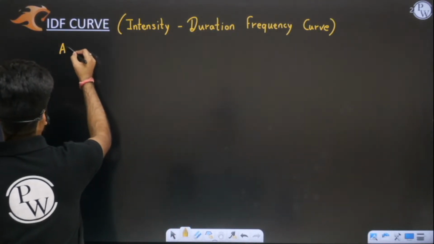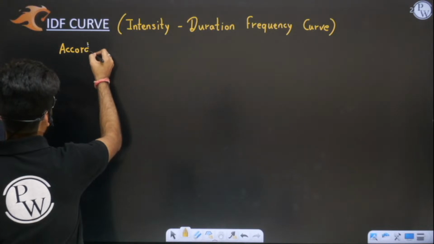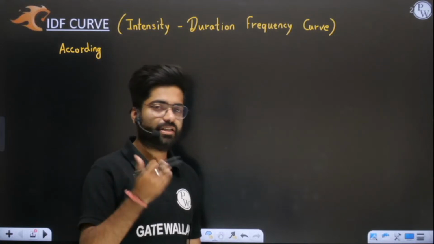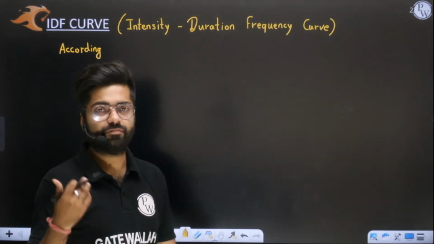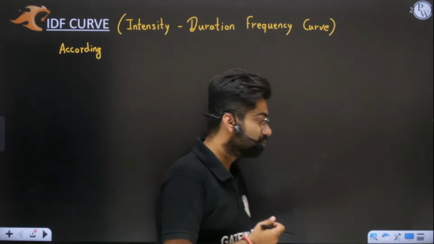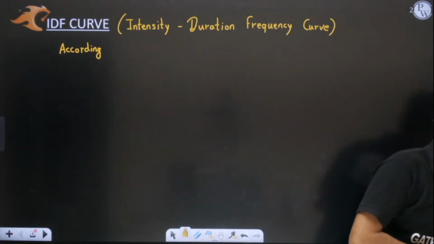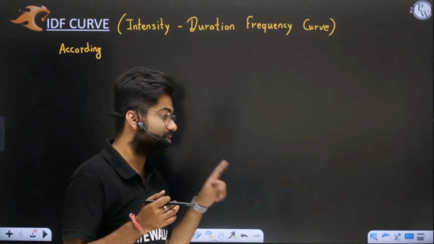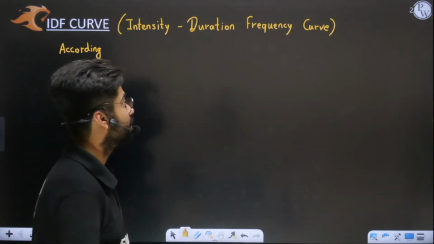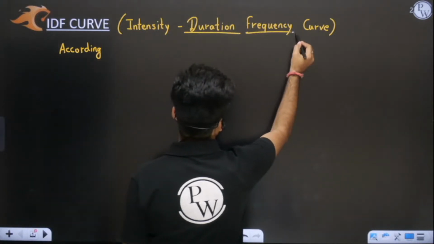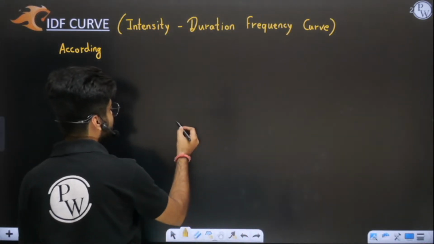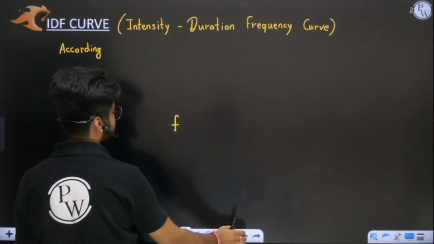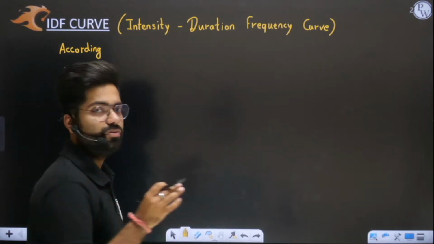According to Sherman, he studied a huge amount of rainfall data, and after studying it, he came up with a certain empirical formula that I'm going to tell you. Yes, Sushil is saying duration. Duration and frequency both. Yes, duration, return period. Perfect. Frequency is none other than return period. You all know frequency is 1 by T. Perfect answer. This was the answer which I wanted to hear.